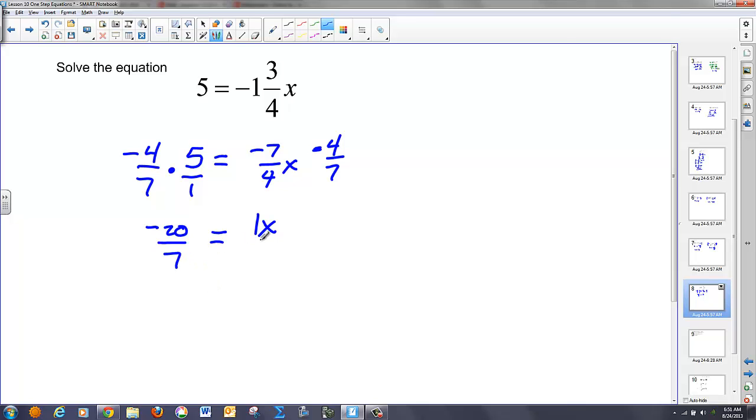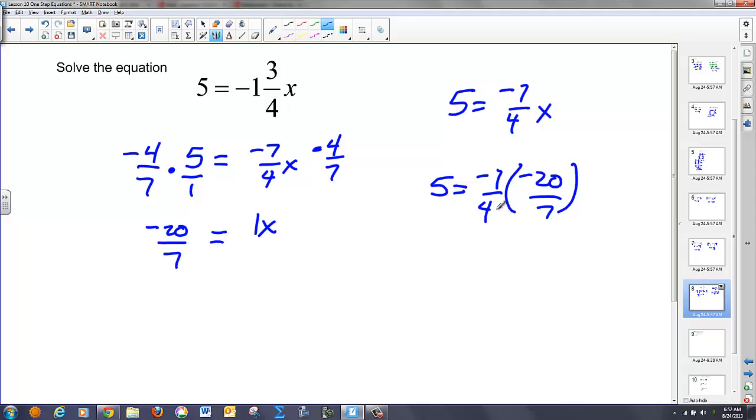over 7. Now keep in mind, we need to make sure all of these are correct. We should probably check these from time to time to see if this works out. So let's do that. If I have 5 equaling -7 over 4x, and I know that x is equal to -20 over 7, then 5 should equal -7 over 4 times -20 over 7. Notice the 7's will reduce, the 4 and the 20 reduce, and I have a negative times a negative, which is a positive, so 5 equals 5, and the problem checks out. You can always make sure your answer is right by going back and checking.